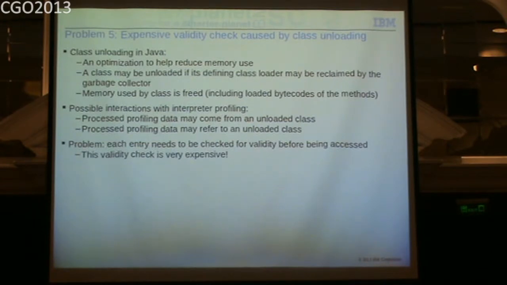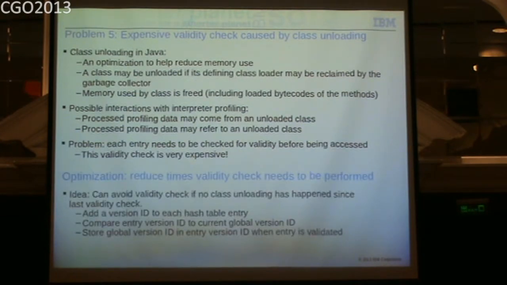By doing this, you now have possible interactions with interpreter profiling. In particular, your data could have come from an unloaded class, or the processed profiling data could have also been from an unloaded class. So before you use your profiling information, or before you update your information, you have to do an expensive validity check on each entry. So our optimization was to reduce the times we had to do this validity check based on the idea that once you do a validity check for an entry in the hash table, you don't have to redo it unless class unloading has happened.